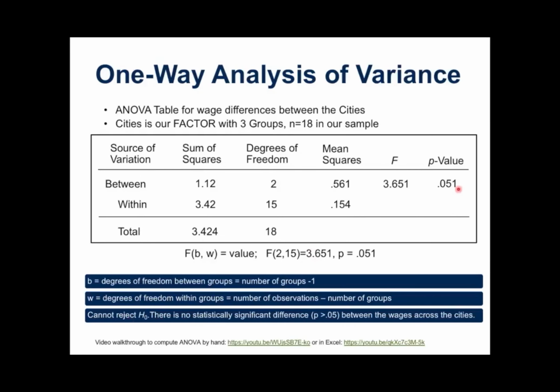So in this case, we actually are testing whether or not there are wage differences between those cities, and here we would say no. We cannot reject the null hypothesis. There's no statistically significant difference. The p-value is greater than 0.05 between the wages across those cities.